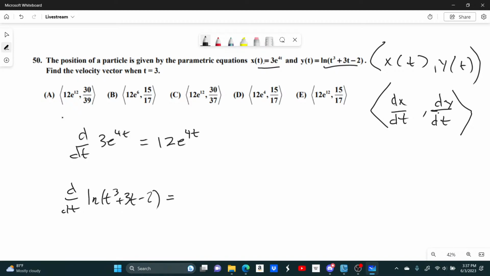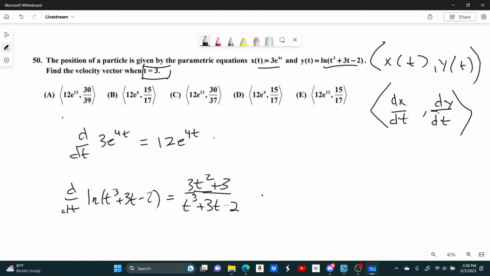So let's see. This is going to be 1 over this whole thing, and then multiplied by the derivative of what's inside, which would be 3t squared plus 3. So this right here, this is dx/dt, this is dy/dt. And we just have to find it whenever t equals 3, which is pretty straightforward. You just plug in 3.